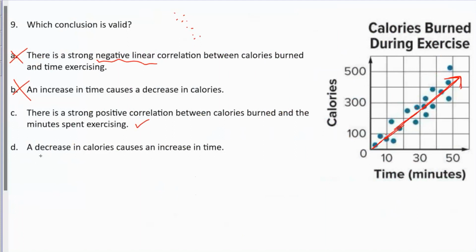And it says a decrease in calories causes an increase in time. Well, our calories go down. Let's say at 500 calories, we worked a total of 50 minutes. If we go down in our calories, 300, it looks like we exercise for less time. So we do not increase our time. So our answer is going to be C. And that is it for our Module 4 test review.